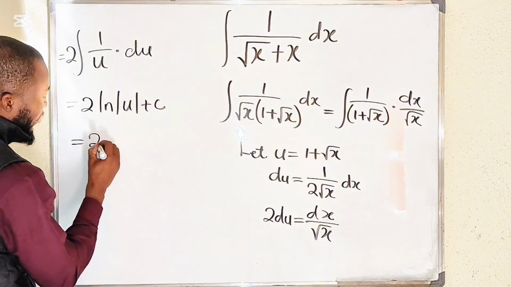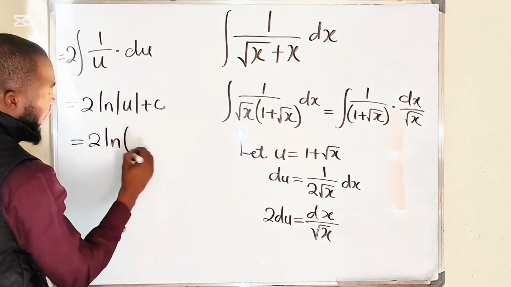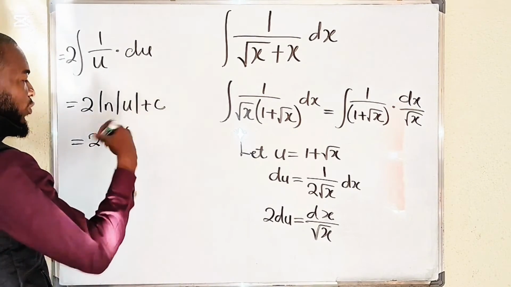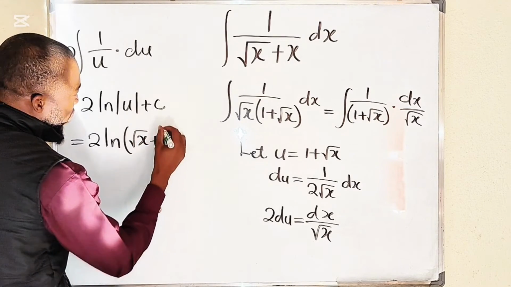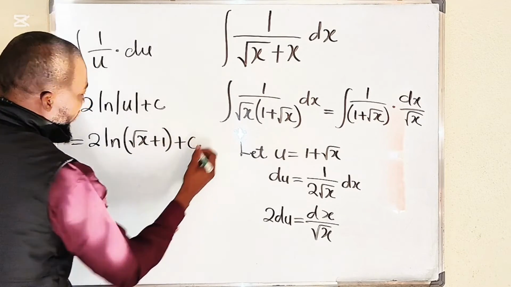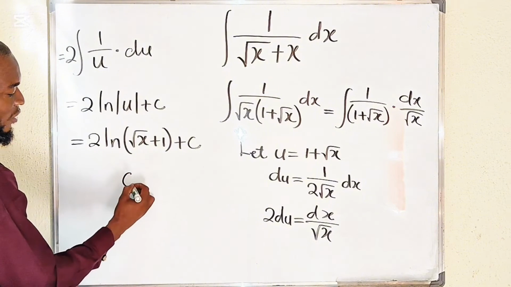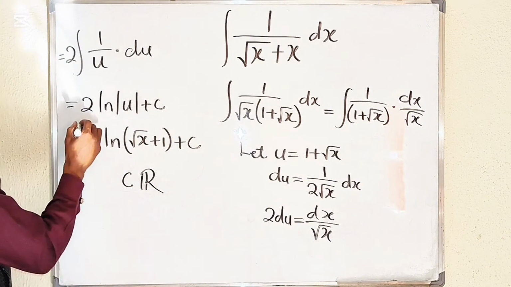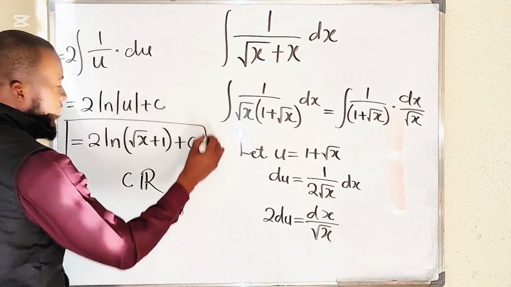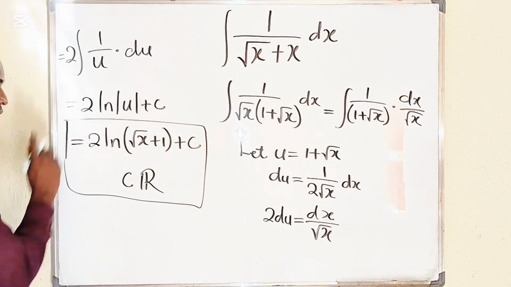Finally, we have 2 multiplied by the natural log of 1 plus square root of x, or square root of x plus 1, all the same. Square root of x plus 1, then plus the constant of integration. You should know that this constant of integration belongs to the set of real numbers, and hence, this is said to be the solution to this problem. Simple as that.